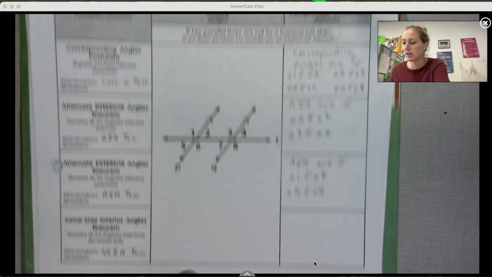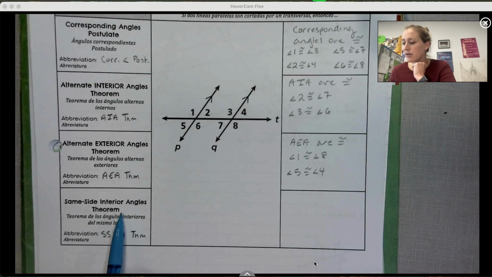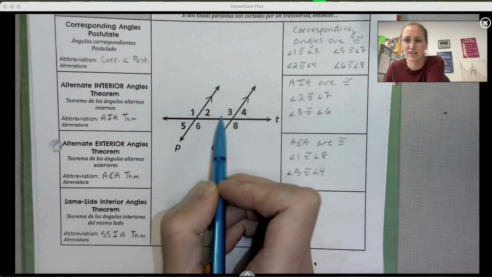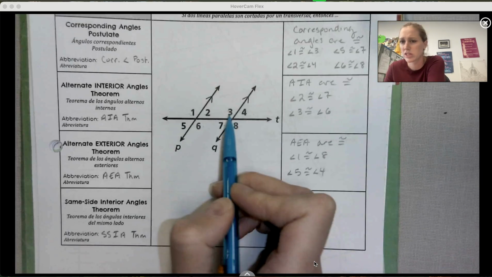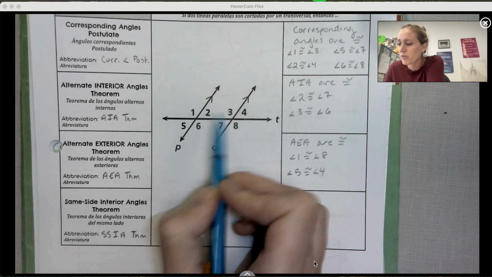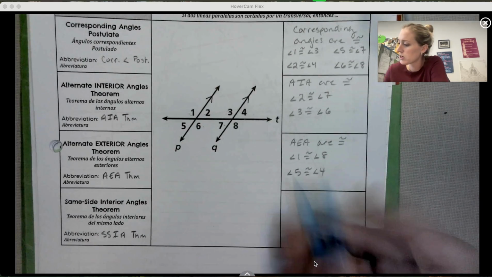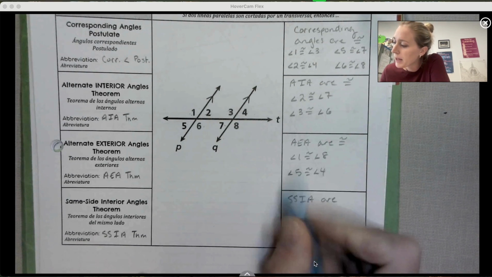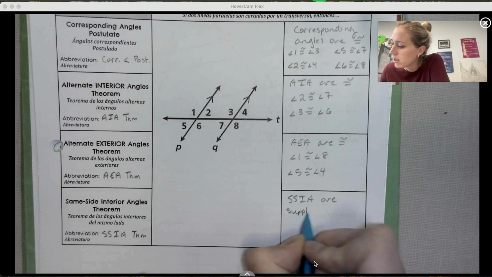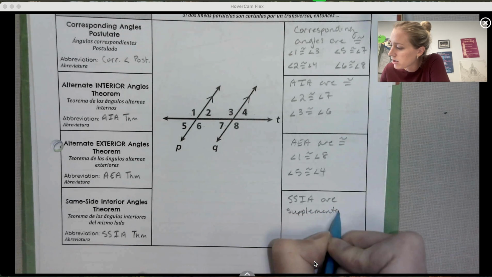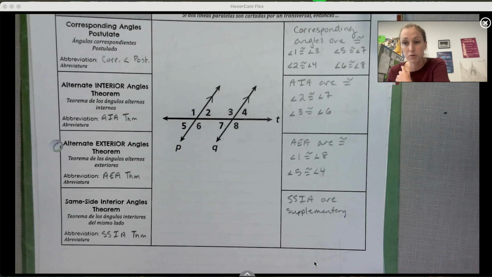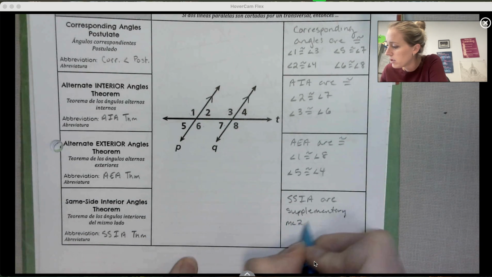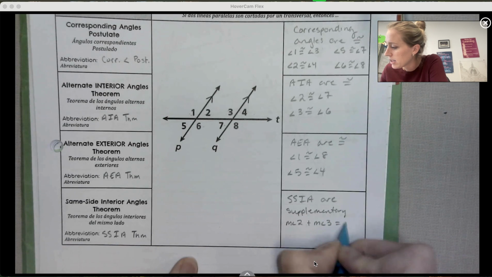All right. And last one, same side interior angles. So if I look at some same side interior, like 2 and 3 are same side interior, those are obviously not congruent, right? This one's acute, this one's obtuse. They cannot be equal. So these are the only ones that have a different relationship. Same side interior angles are supplementary. Okay, so instead of them being equal measurements, we're going to add them to equal 180. So the measure of angle 2 plus the measure of angle 3 equals 180.